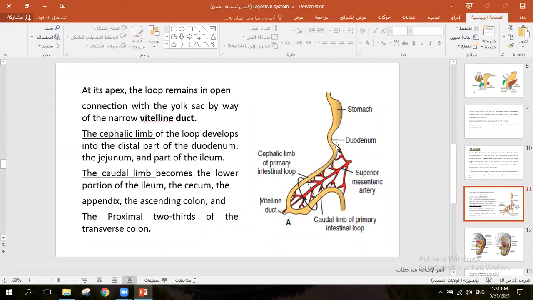We repeat: the midgut at the fifth week of development begins immediately distal to the entrance of the bile duct into the duodenum and reaches the junction of the proximal two-thirds of the transverse colon with the distal third of the colon.